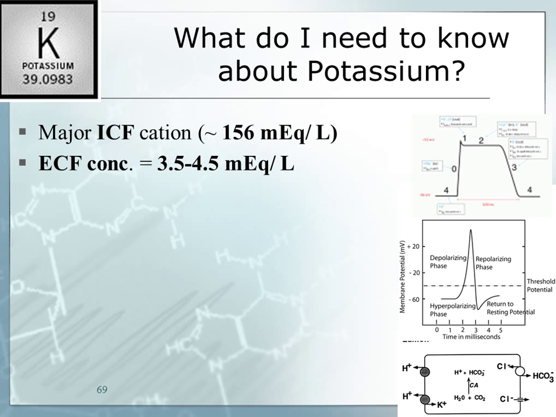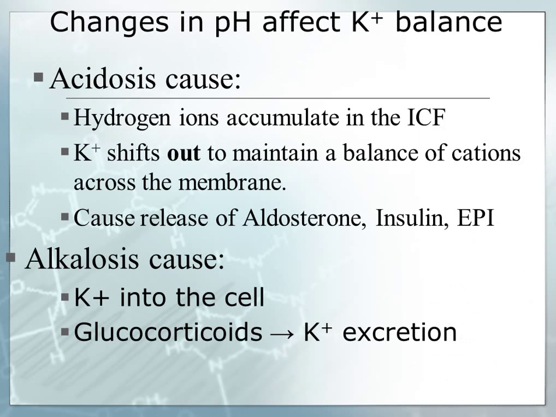If I'm pushing the acid out of my body, what am I retaining a lot more of? Potassium. So it's going to throw off my potassium balance. So if hydrogens accumulate inside the blood, it's going to actually shift potassium out. And then when that process shifts back around, it kicks the hydrogen out, potassium comes in. So it's kind of a tricky balance.